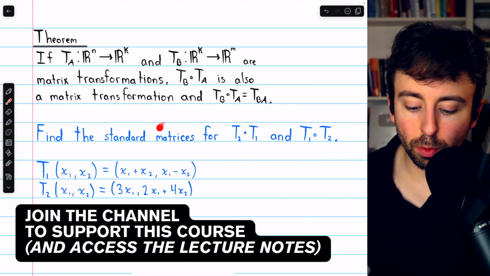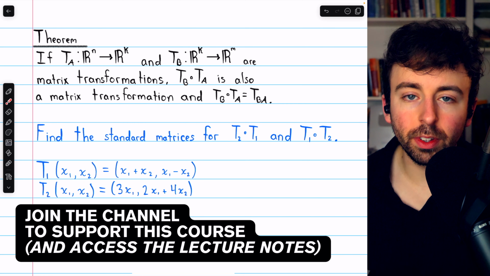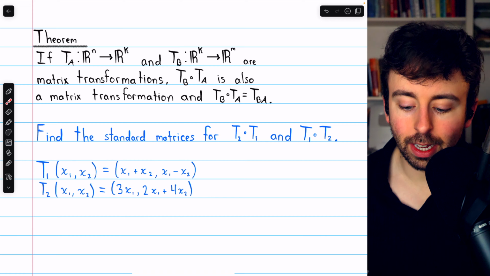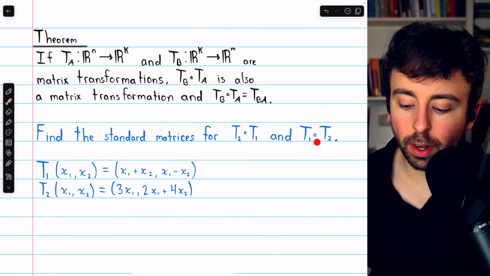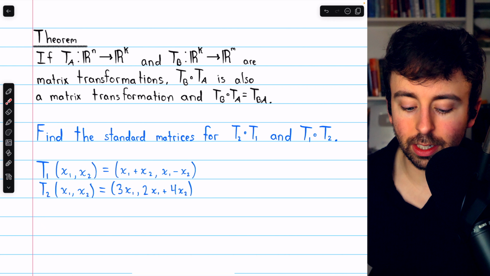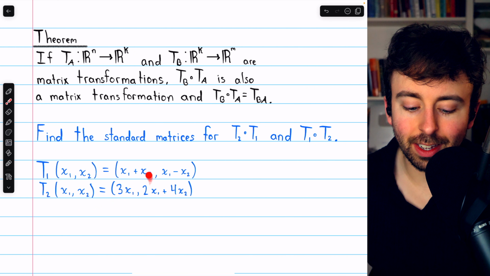Let's find the standard matrices for these two compositions of matrix transformations, T2 circle T1 and T1 circle T2, where T1 and T2 are the matrix transformations given here.